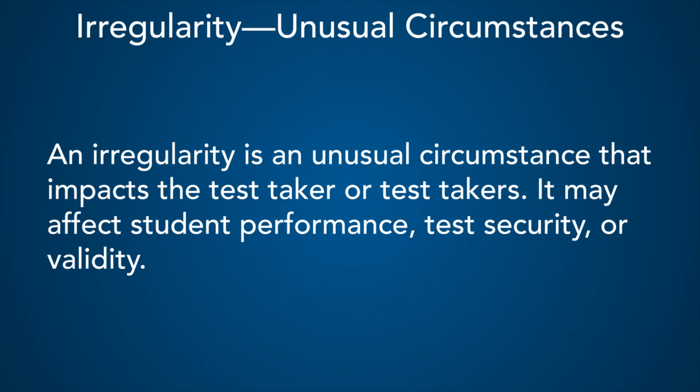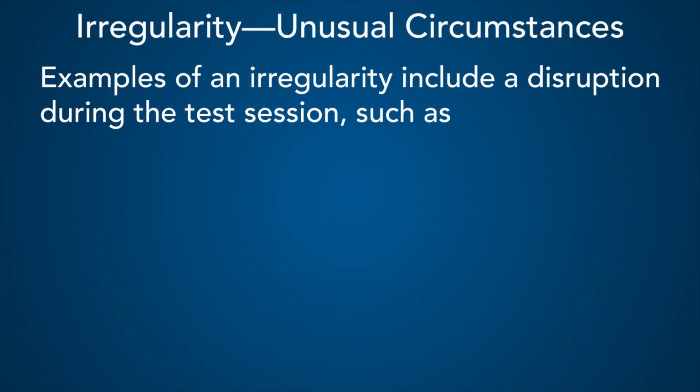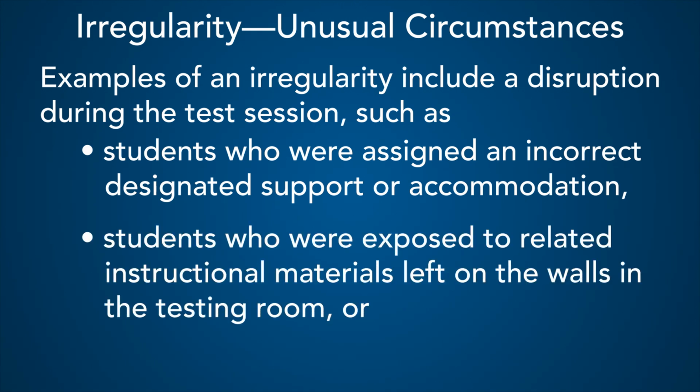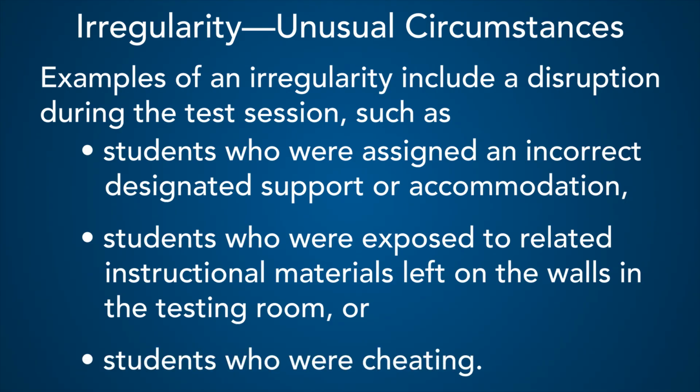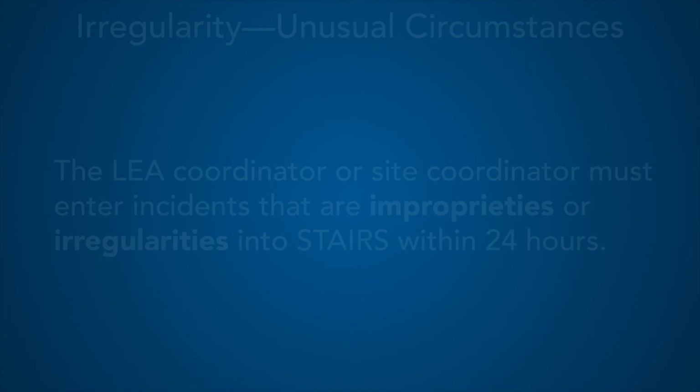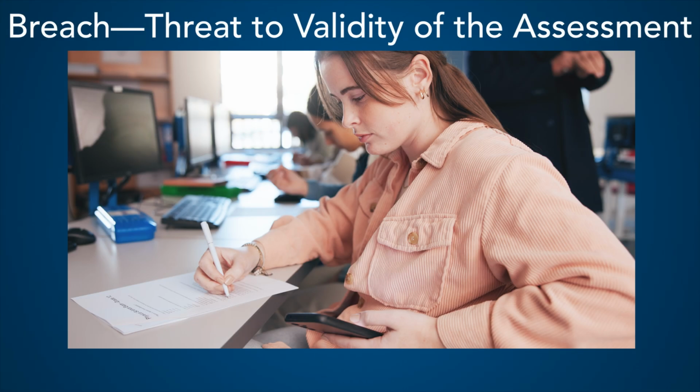An irregularity is another unusual circumstance that does impact the test taker or test takers. It may affect student performance, test security, or validity. Examples of an irregularity include a disruption during the test session, such as students who were assigned an incorrect designated support or accommodation, students who were exposed to related instructional materials left on the walls in the testing room, or students who were cheating. The LEA coordinator or site coordinator must enter incidents that are improprieties or irregularities into STARS within 24 hours.